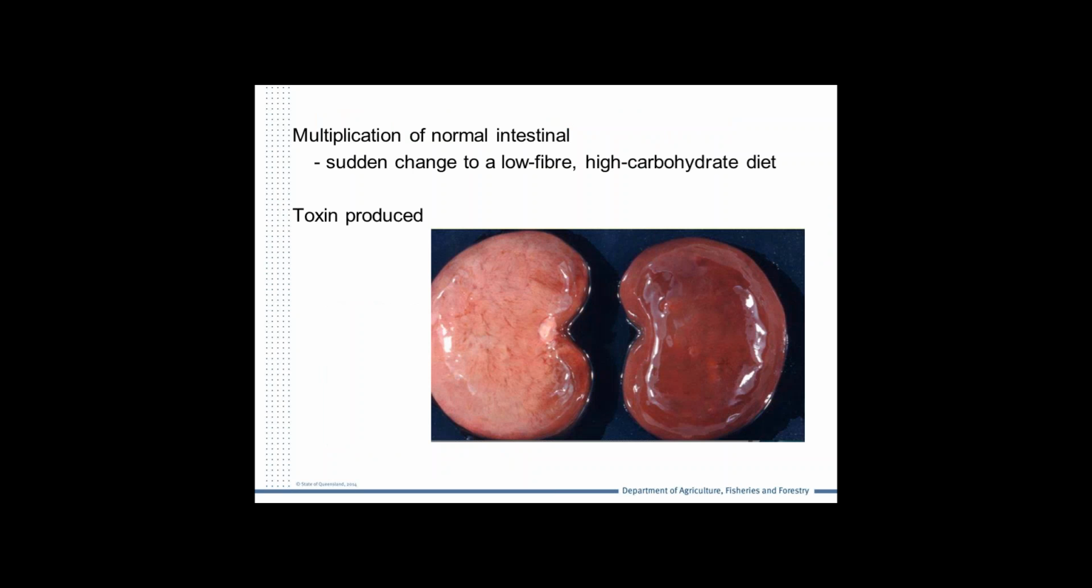So what happens is when sheep are moved onto lush, rapidly growing pasture, cereal crops, or fed grain, there's multiplication of the normal intestinal flora. In older sheep it also occurs after they've been moved from poor feed to good feed. You get a sudden change to a low fibre, high carbohydrate diet. So you get this multiplication of the bacteria, which then results in the production of the toxin.